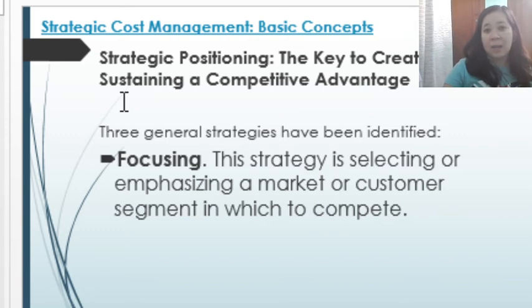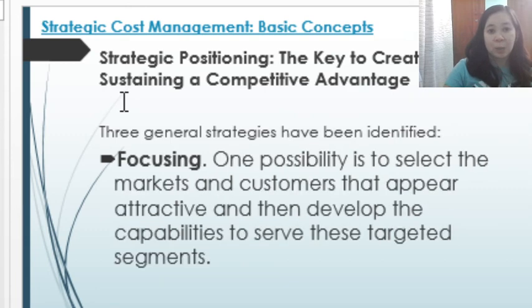Okay, and the third is focusing. So this is the third strategy. Here, this strategy is selecting or emphasizing a market or customer segment in which you would want to compete. One possibility is to select the markets and customers that appear attractive and then develop the capabilities to serve this targeted segment. So normally, in our present setup today, most of the products center or focus on a particular segment.